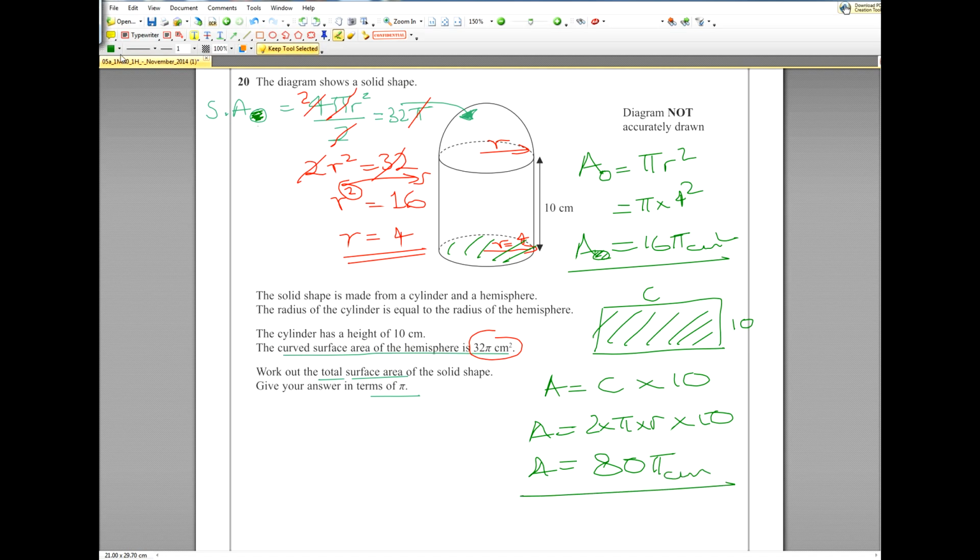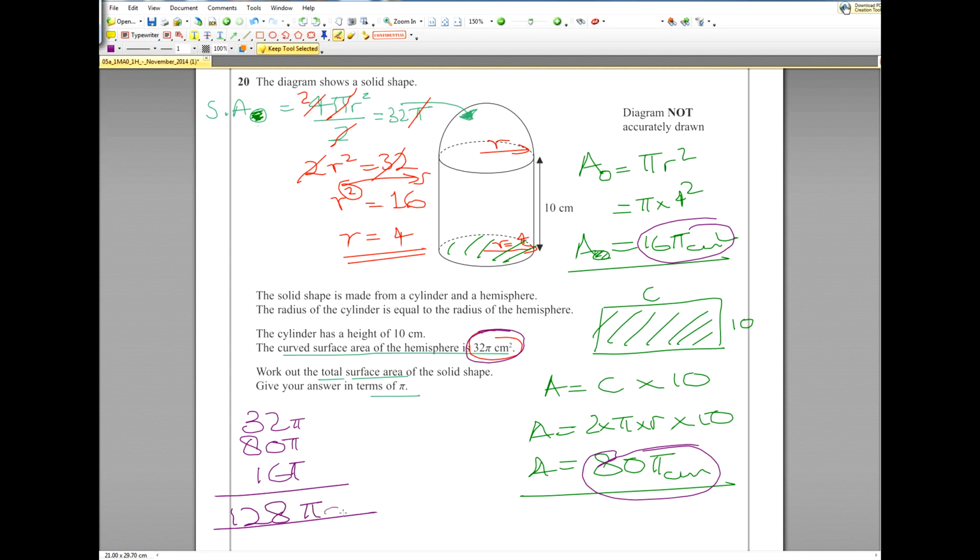Now we need to add them all together. Let's have a look. We've got to add 32 pi, with 16 pi, with 80 pi. So we've got 32 pi, add 80 pi, add 16 pi, and that will give us a total area of 128 pi centimeters squared. Beautiful.